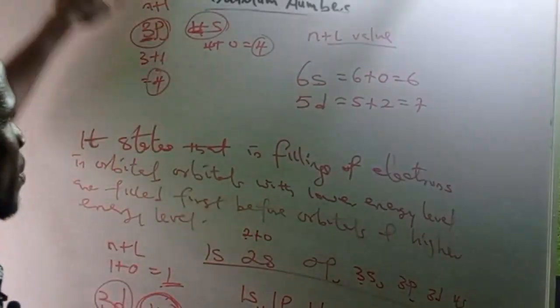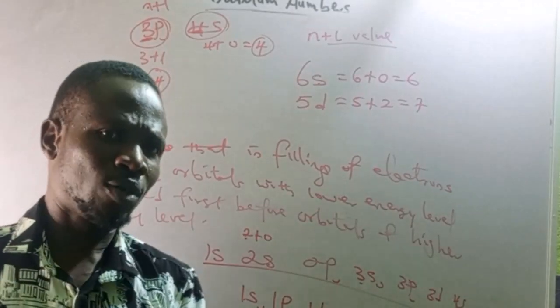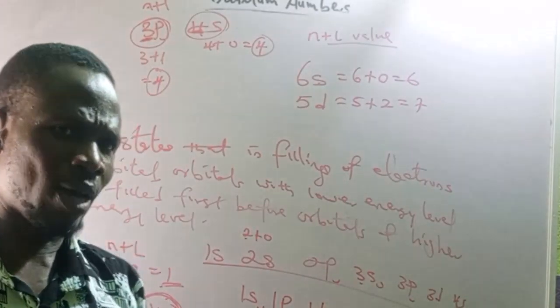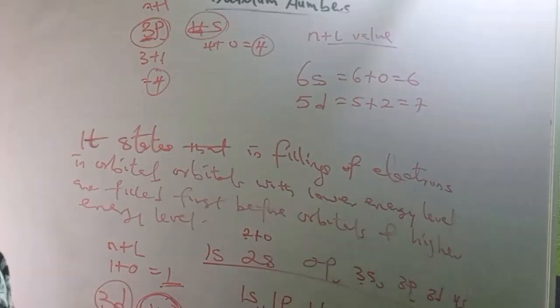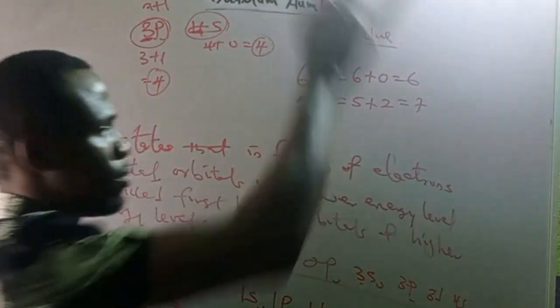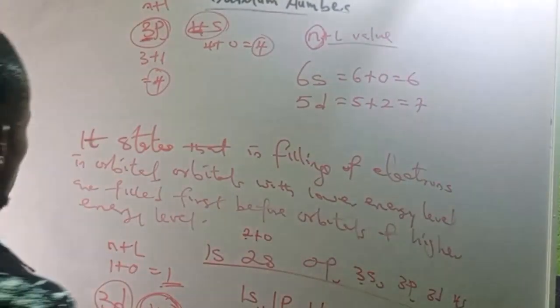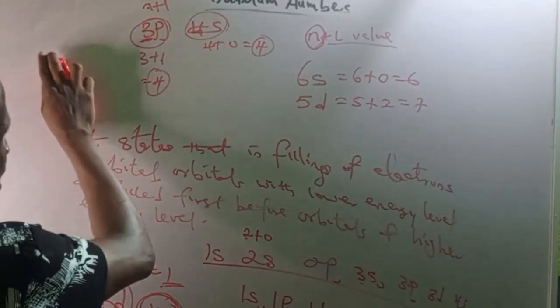So this is what our principle explains, that electrons are filled based on the energy levels. The ones of the lower energy levels are filled first. How do you know the energy values? n plus l value. When the n plus l values are the same, the one of lower n value fills first. Do you understand? So this forms the order of filling electrons.